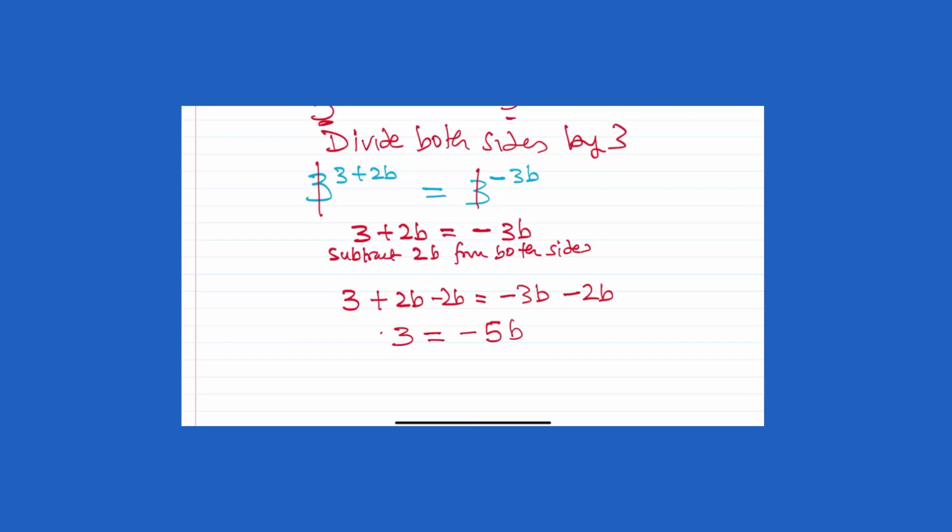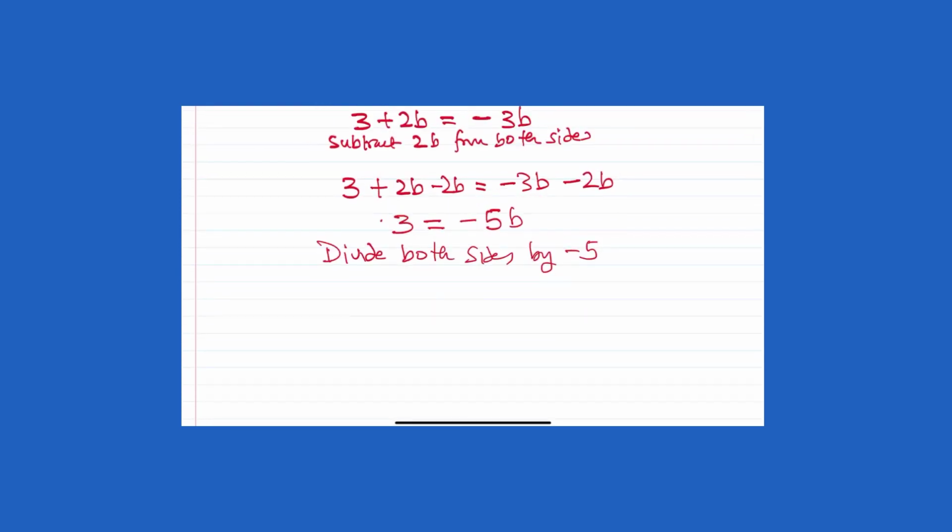And for us to be able to solve this further, we can now divide both sides by minus 5. And when we do that, we're going to have 3 over minus 5 and then minus 5b over minus 5. So let's go. This will cancel out and this will cancel out.